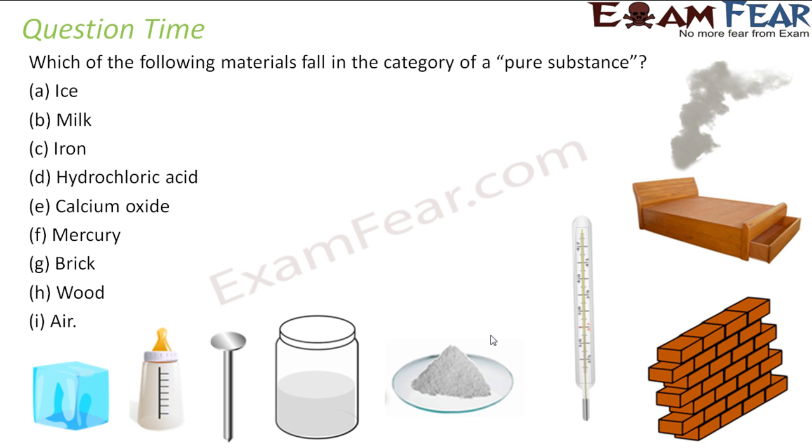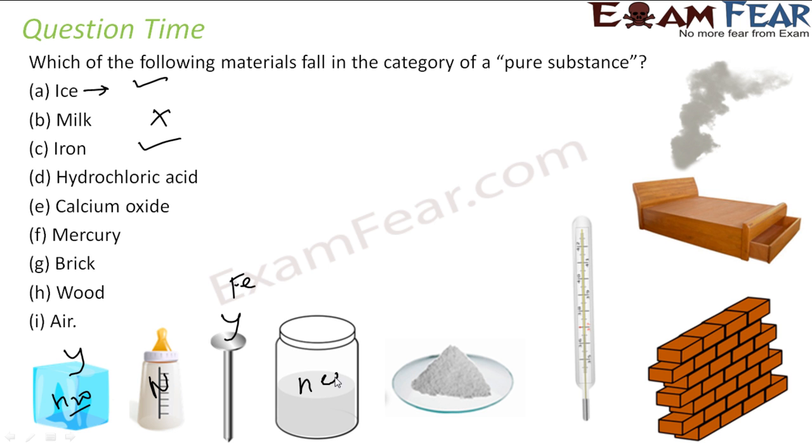Which of the following materials fall in the category of pure substance? Is ice a pure substance? See, if it is made from pure water, yes, ice is a pure substance. Is milk a pure substance? No, milk is a colloid. We know milk is nothing but water and fat. Iron. Yes, iron is a pure substance, because iron is what? See, ice is what? H2O. H2O is a compound. Iron is what? Fe. Fe is a metal. Metal is an element. Right? So ice is yes, milk is no, iron is yes.